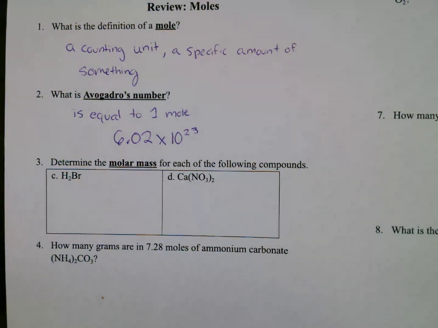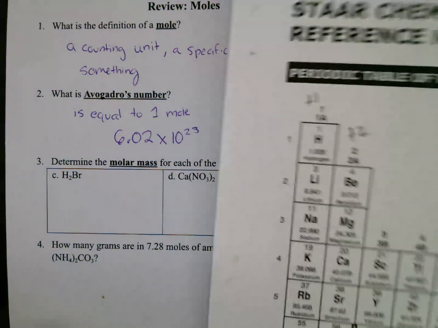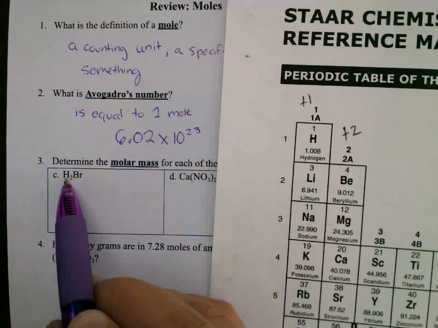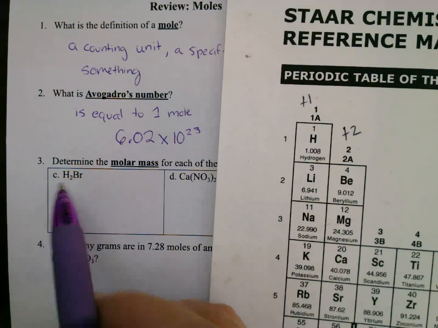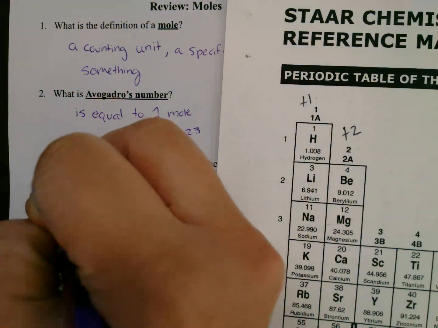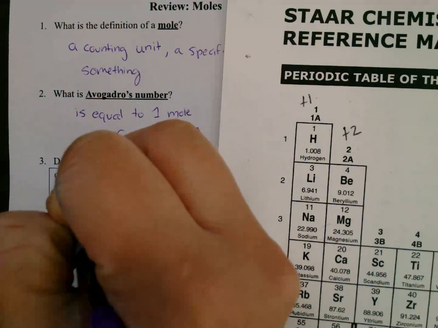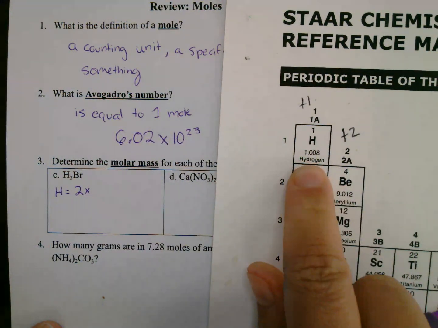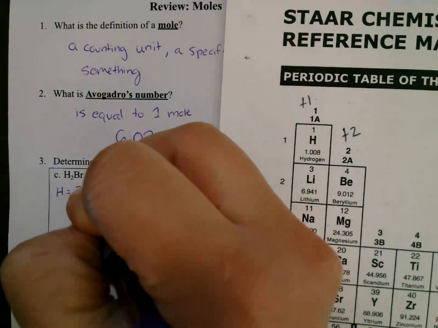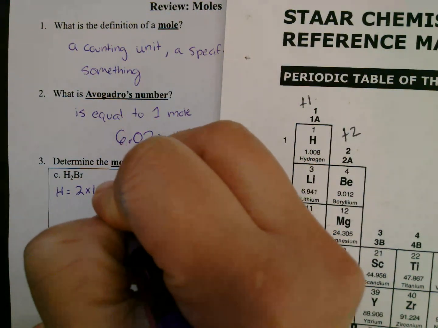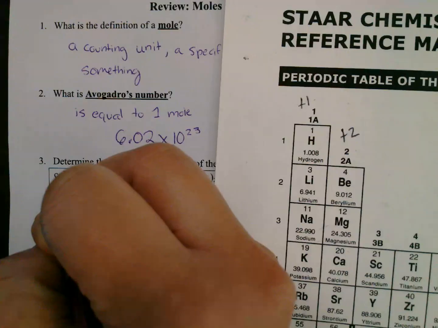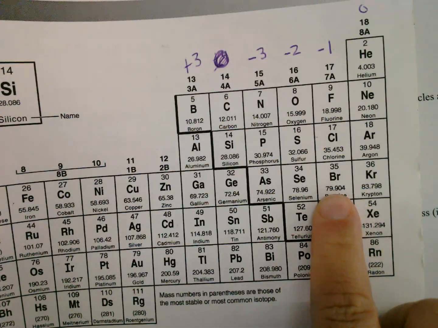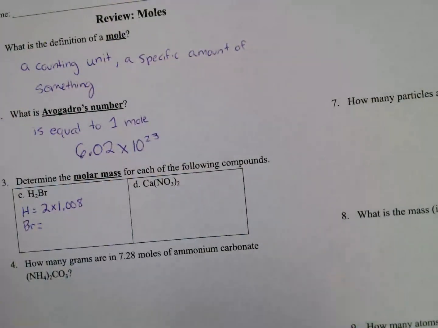All right, number 3, determine the molar mass for each of the following compounds. So to determine the molar mass, we're going to need to find the mass on the periodic table. Here we have hydrogen with a 2, so that means we have 2 hydrogens. And we're going to multiply it by the mass, which is 1.008. For bromine, we just have 1, so we don't need to multiply it. And the mass for bromine is 79.904.